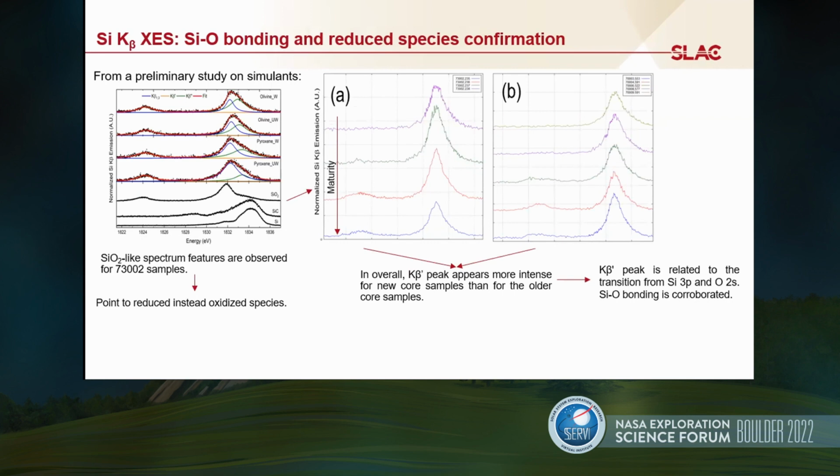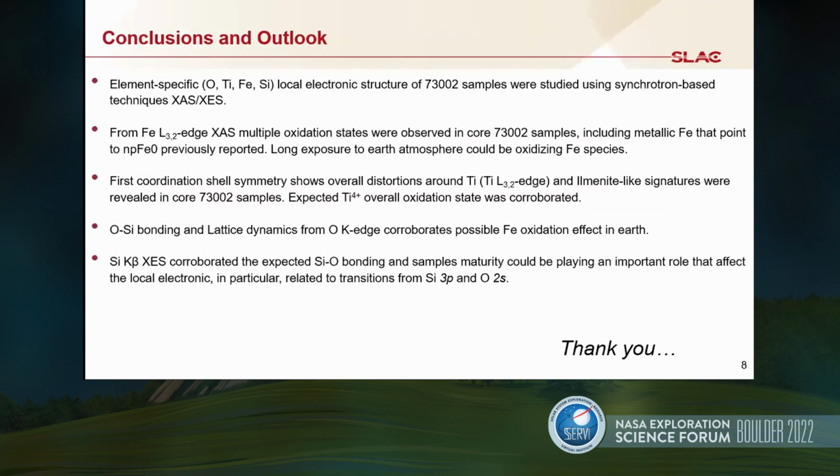Yeah, finally, from the re-emission, we have corroborated again that we have signatures of silicon-oxygen bonding and also reduced species. My concluding remarks: basically, this is a powerful technique to study element-specific local electronic structure in our samples. So we have certain signatures of ilmenite from titanium, but also iron is very susceptible to being oxidized and reduced.